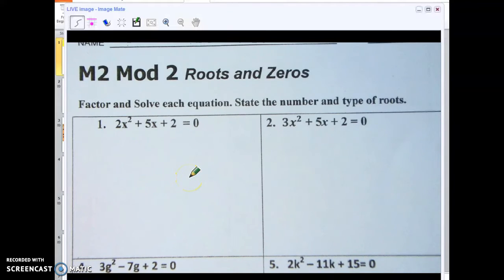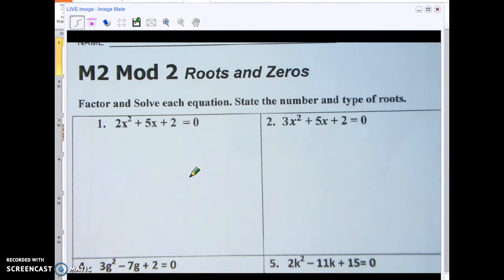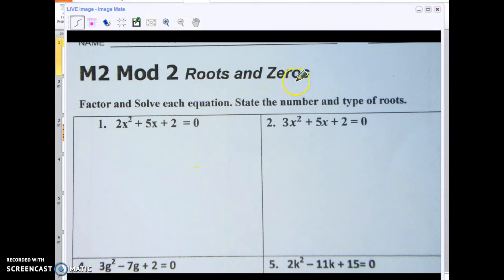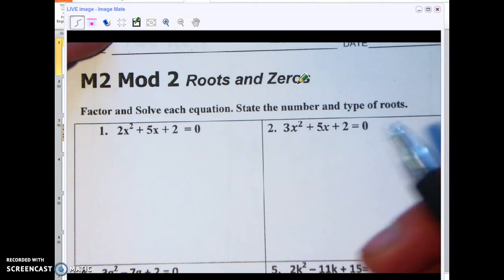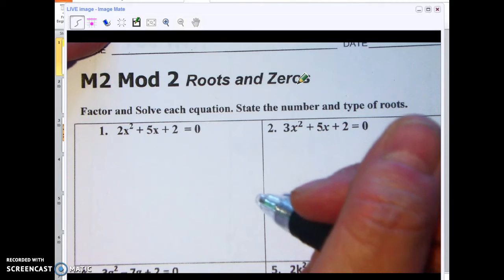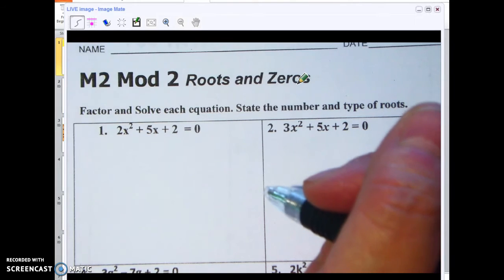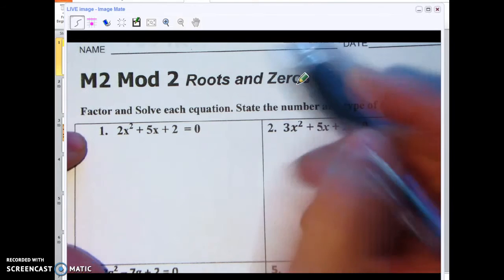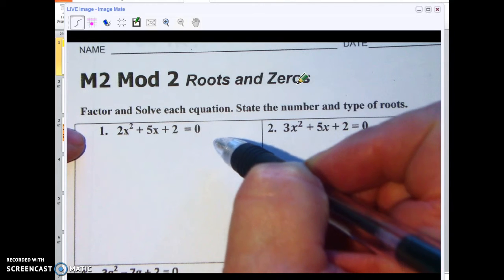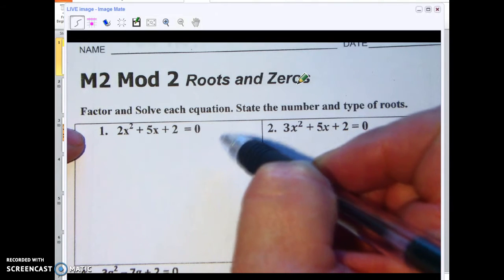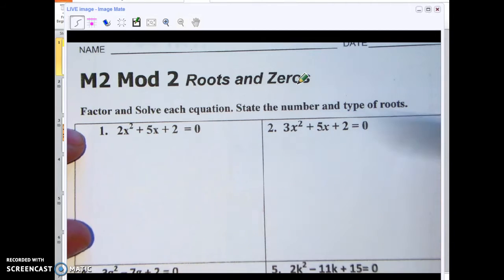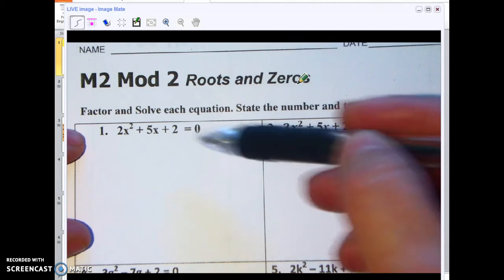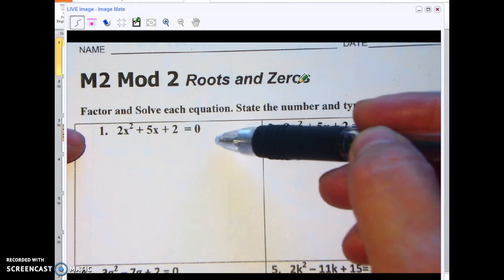Okay, good morning. So what we're doing is finding our roots and zeros. This just goes into everything that we've been doing before. So we're going to do the exact same thing. We're just adding another step. In order to find our roots and zeros, one of the ways, and we're going to learn more, is by factoring. So the first thing we do to find roots and zeros is to factor the equation.